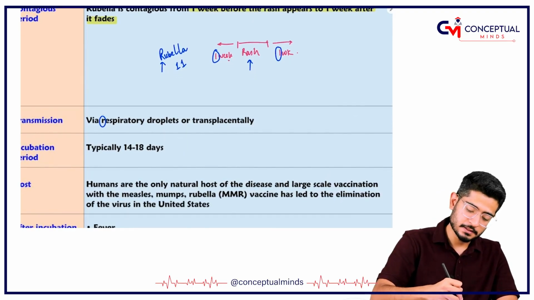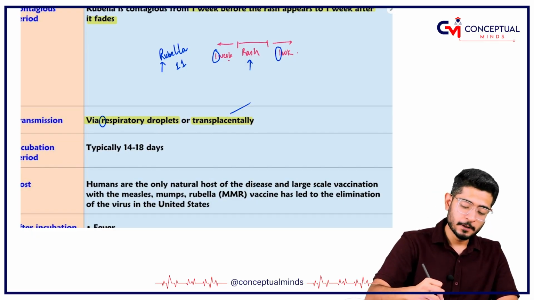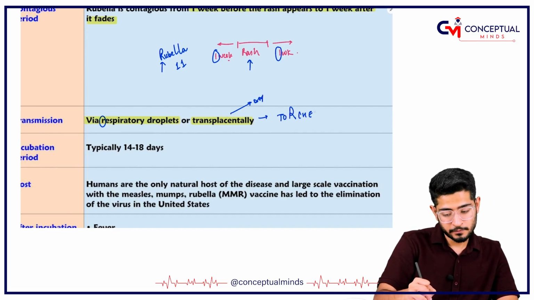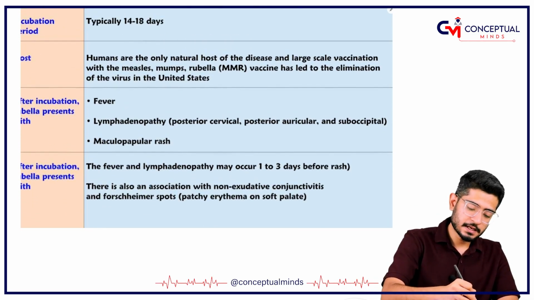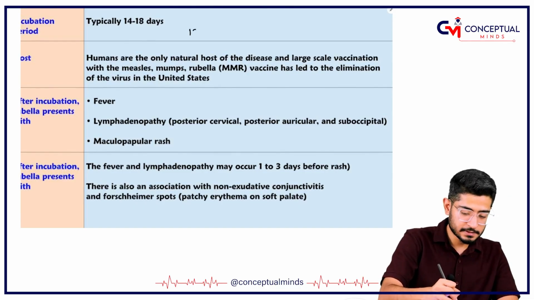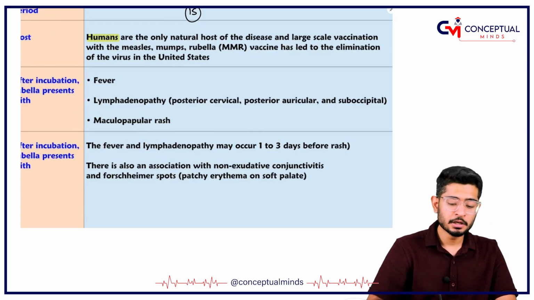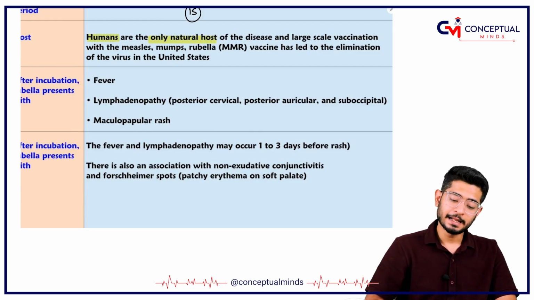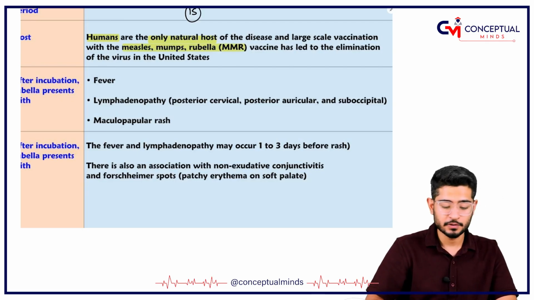Again R, that means it spreads with the help of respiratory droplets, and yes, transplacental spread is also known, and that is why it is responsible for the R in the TORCHES. The incubation period is approximately 15 days, and humans are the only natural hosts. That is why there is a large scale MMR program, measles, mumps and rubella, which we do.